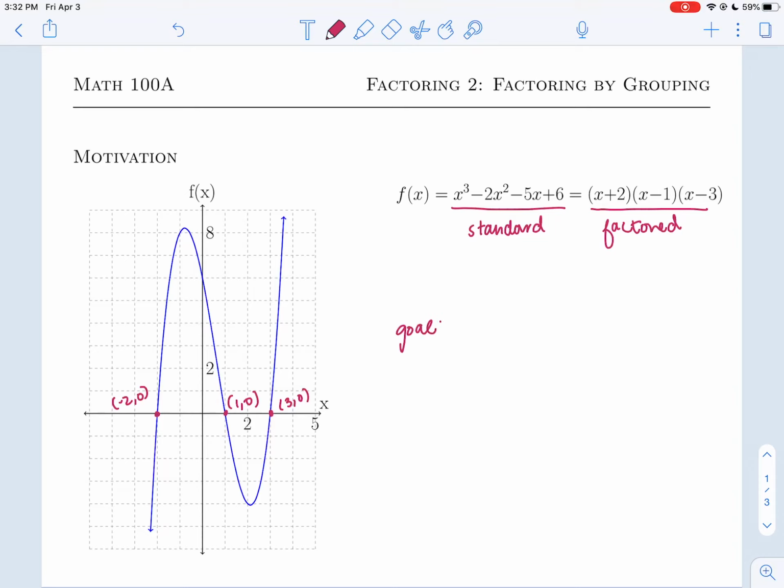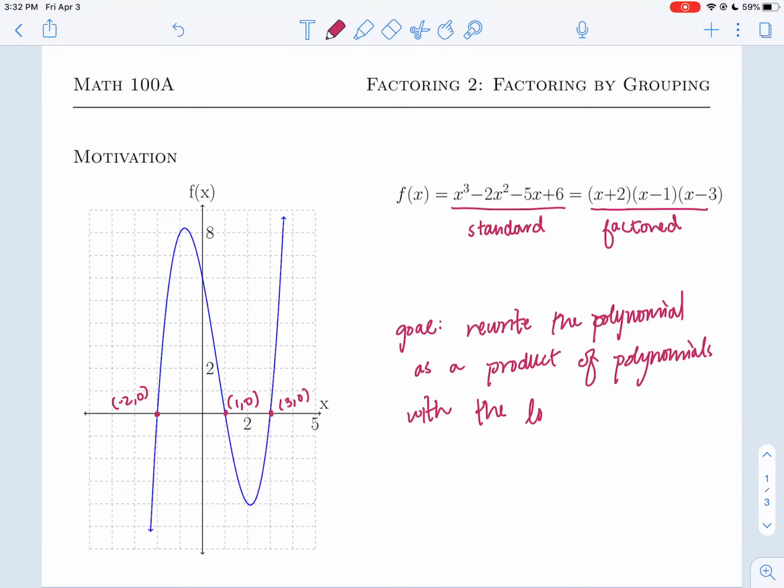But for now, our goal is just to rewrite the polynomial as a product of polynomials with the lowest degree possible. We're hopefully getting down to linear terms. It's not always going to be the case, but that's our goal in the back of our head. It's just to get it down to that lowest degree. With that in mind, we're going to learn a method for factoring some polynomials.